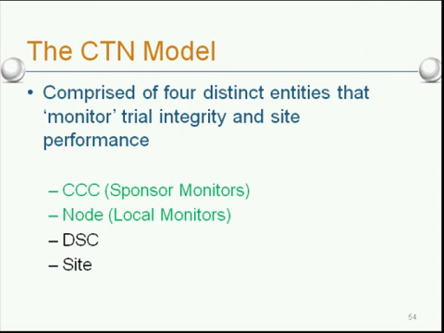We've got, as I said, the CCC, we've got the node, we've got the Data and Statistics Center, and then the one that I didn't mention was the site itself. If you look at where it all starts, it starts at the site. And so how well that site staff is trained, how well they are collecting data, entering the data, documenting what they see and hear, these are all where it starts. We're coming behind all of that, but it has to start at the site level. Otherwise, we'd have nothing to do.